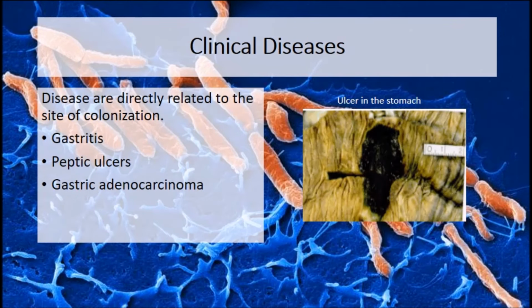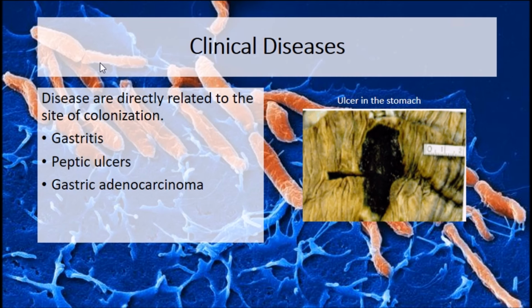So the clinical diseases of this bacteria. The diseases are going to be directly related to the site of colonization. The three main diseases caused by this organism are going to be gastritis, peptic ulcers, and gastric adenocarcinoma. I hope I said that right. And this is just a photo here showing you what an ulcer would look like within the stomach of an infected person.